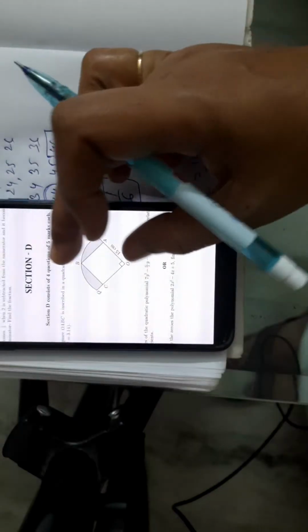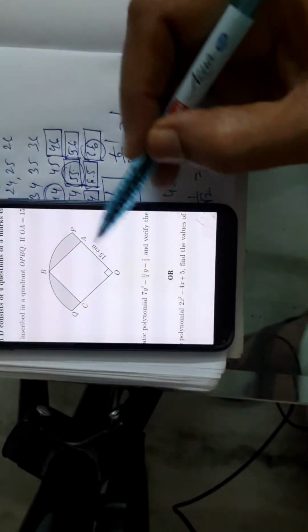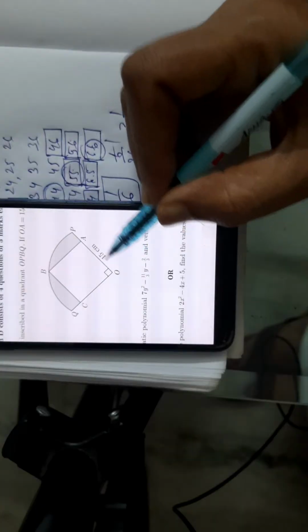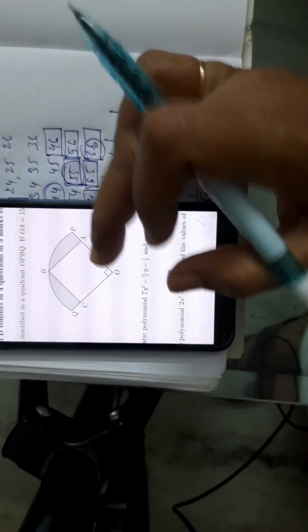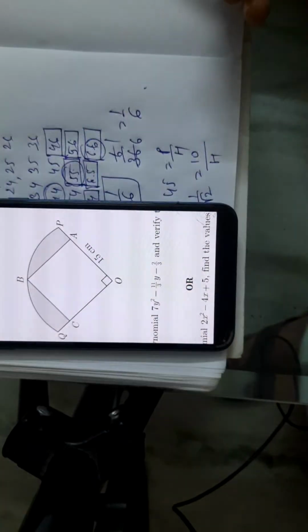Section D. We already did this, if you remember. Here it is a quadrant. So how are you going to solve it? Quadrant, theta is 90. 10 root 2, correct answer. Theta is 90, radius is given 15. OA is given 15, radius is not given. So here you need to calculate the radius. So how are you going to find the radius here?